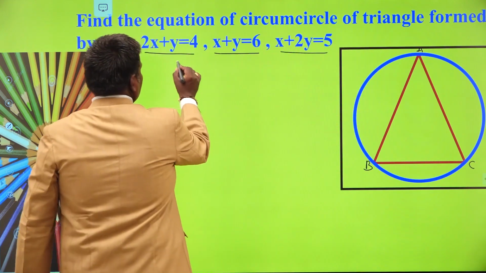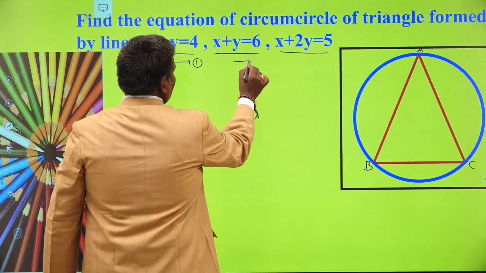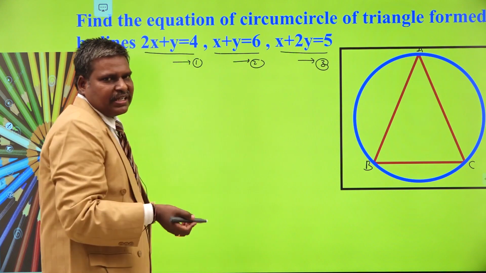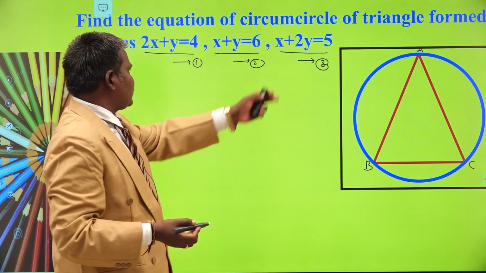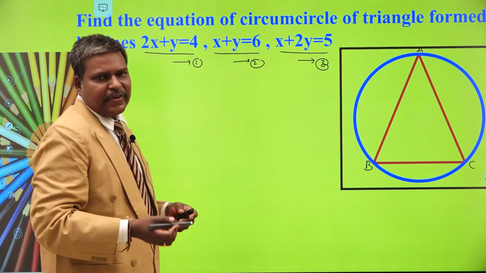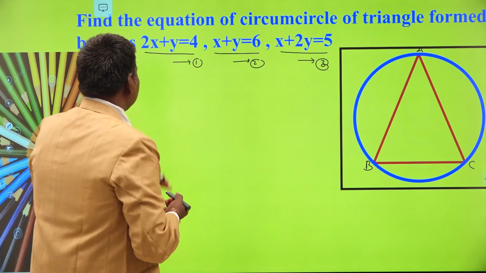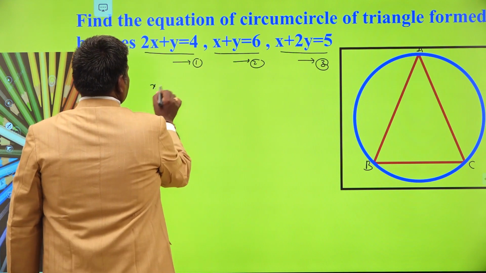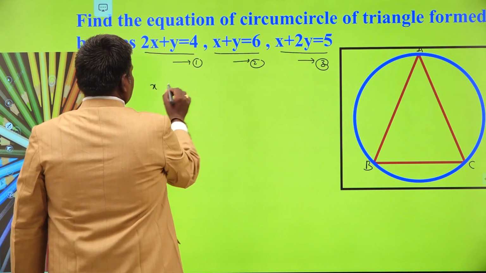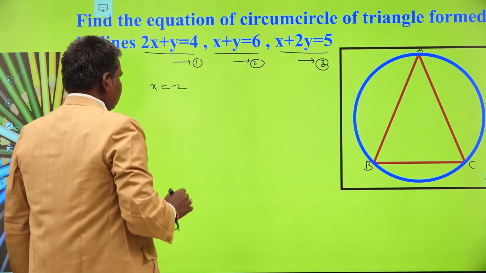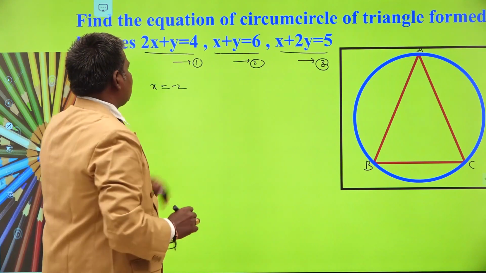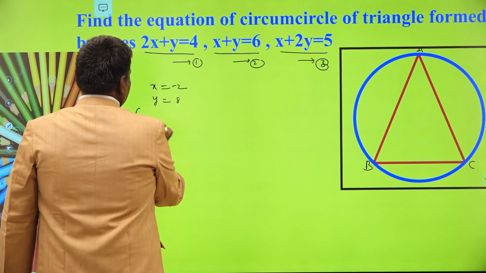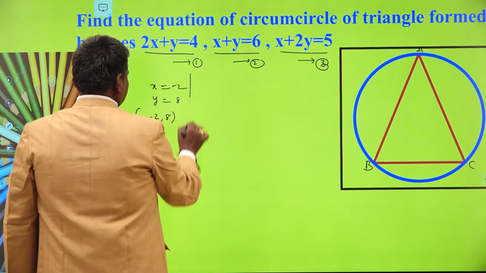By solving equations 1 and 2, depending upon the equations themselves, you may choose which method is better, the first method or the second method. The equations look very easy, so you can easily find their points of intersection, I think. By subtracting 1 from 2, what happened? 2x minus x, that is x, y gets cancelled, that is equal to minus 2. Substitute x equal to minus 2, what happened? y is equal to 8. So, your point is minus 2 comma 8.